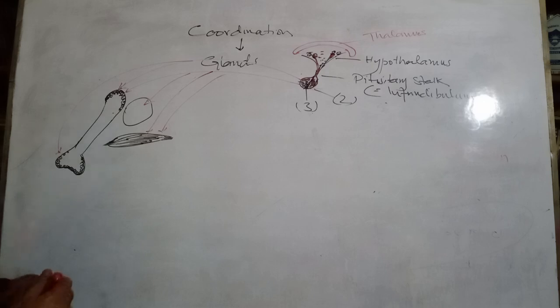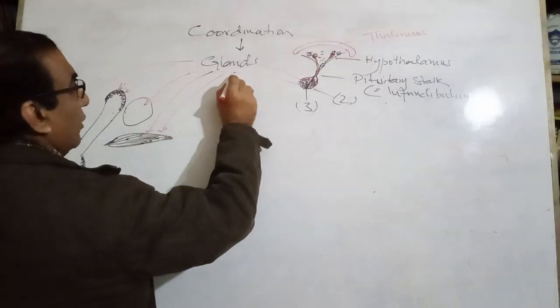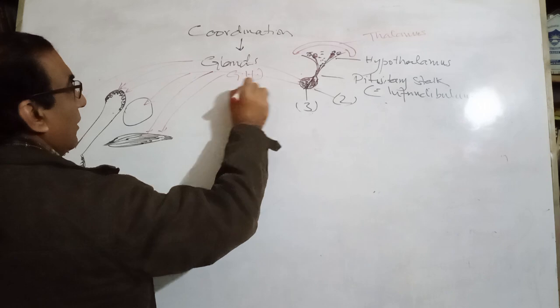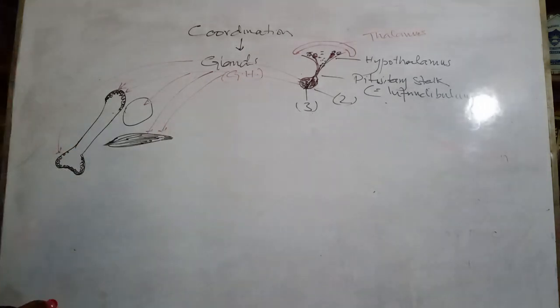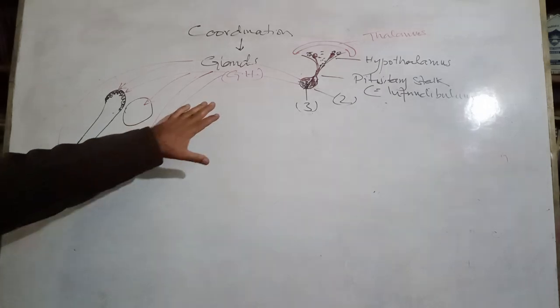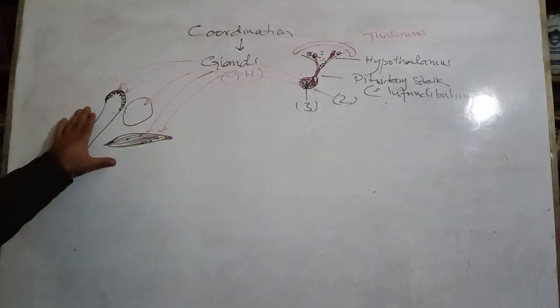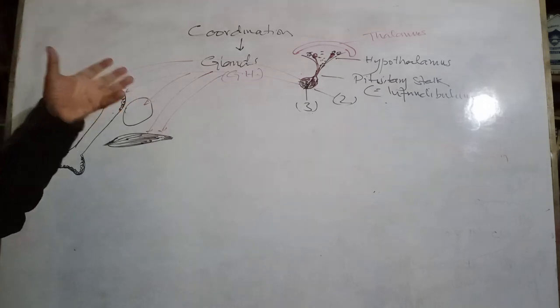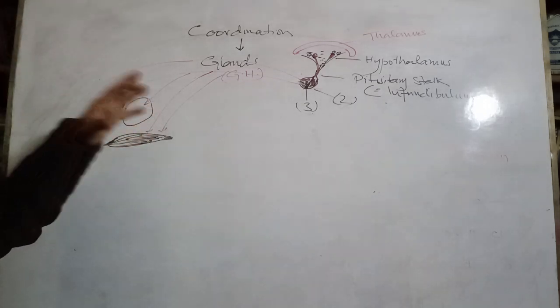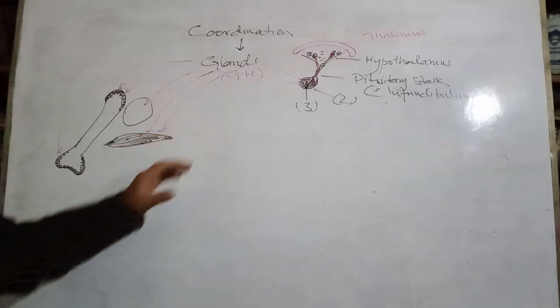In this way, the growth hormone, also known as STH, the somatotropic hormone, causes the increase in the growth of your body organs, the general growth of the body organs. Next is what?